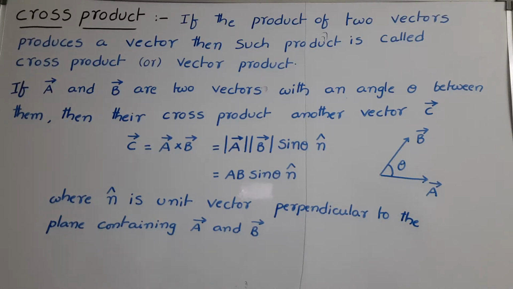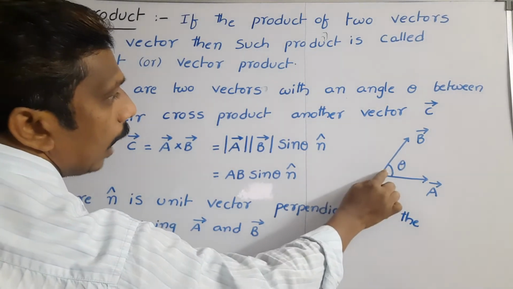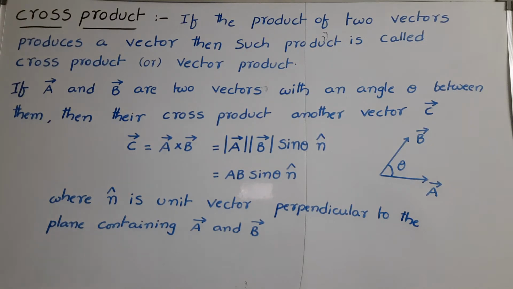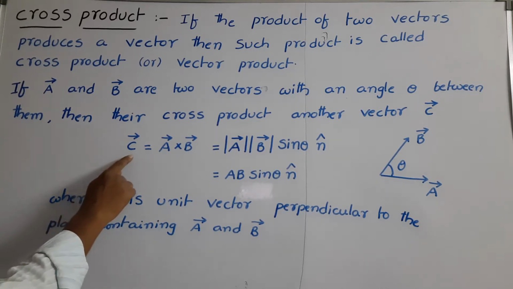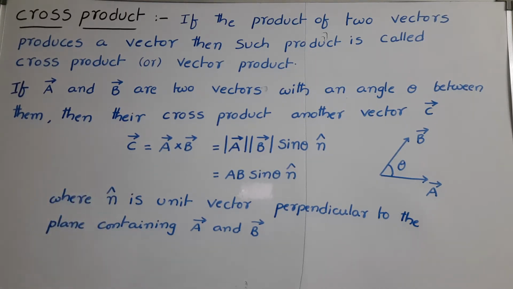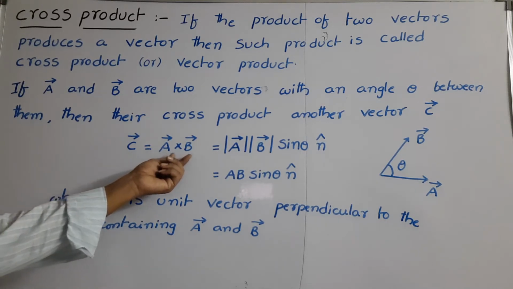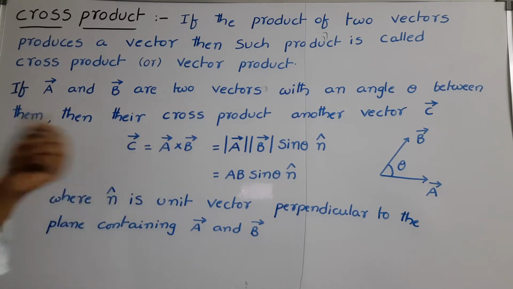Cross product. If the product of two vectors produces a vector, then such a product is called a cross product or vector product. Take two vectors a bar and b bar. The angle between the two vectors is taken as theta. Then the cross product between these two vectors is taken as c bar. So a bar cross b bar is equal to another vector c bar.